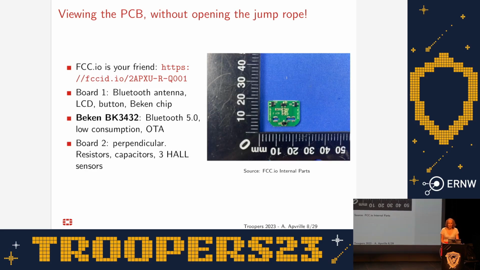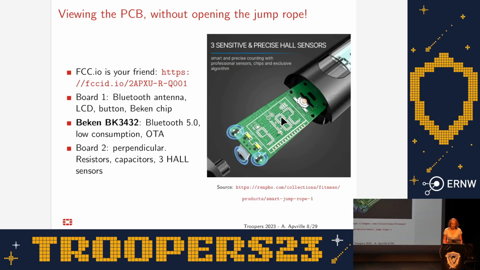Then there's another small board, which is put perpendicular to the other one, which has the sensors on it. I believe that this part, this one, and this one are what they call the 3 Hall sensors, which are sensitive to magnetic fields, if I'm correct, and which count how many loops you've been doing. This is taken from the advertisement of the manufacturer, which shows what is inside the jump rope. We're talking about something which is around 20, 30 euros, so it's not meant to be high tech. It just works, and that's perfect for what it is.